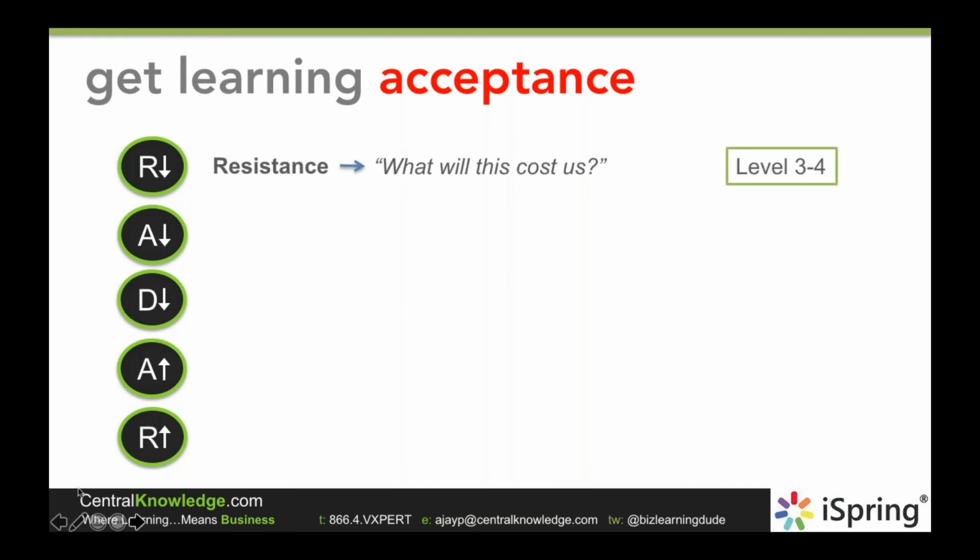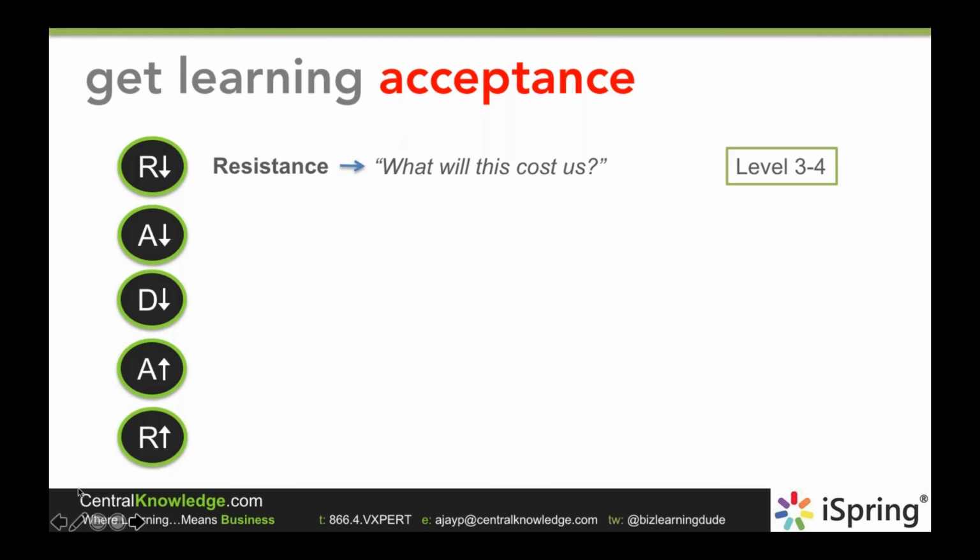So the questions that they're going to ask, first is the resistance question, right? What will this cost us? A little bit to the extent of the previous example. And that's a trick question, because what will this cost us means, what is the impact within the organization that this will have? So what will this cost us means, yes, there is a financial context.